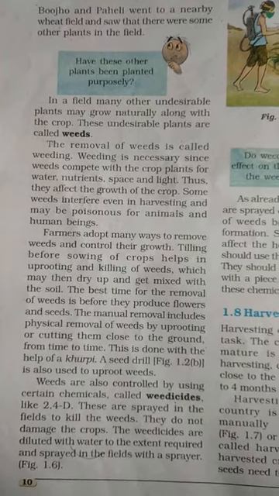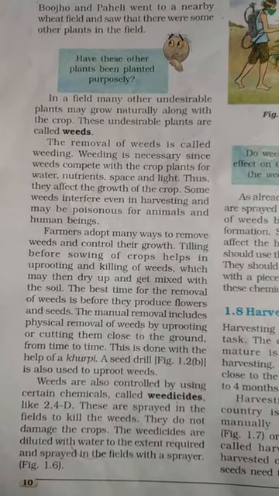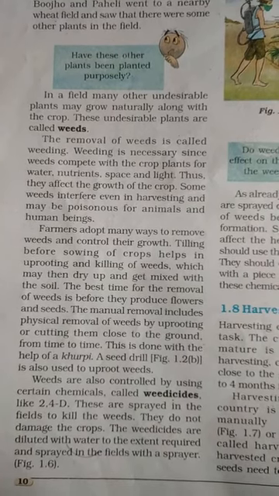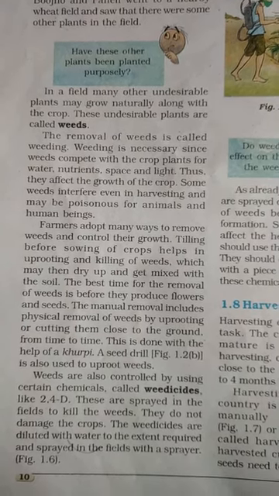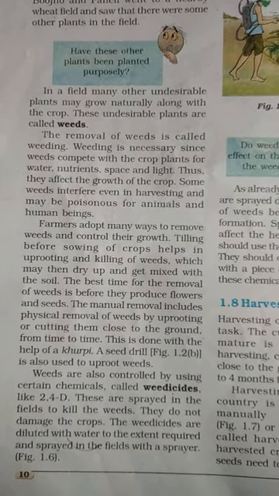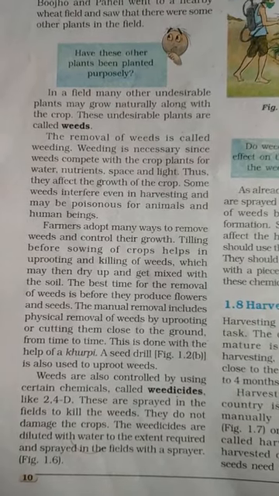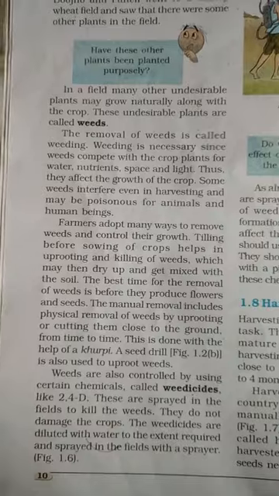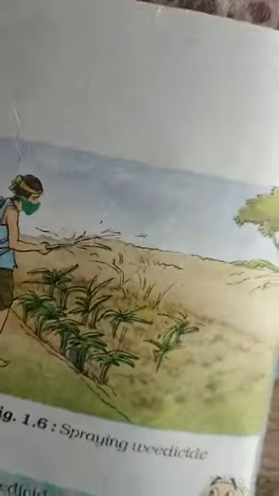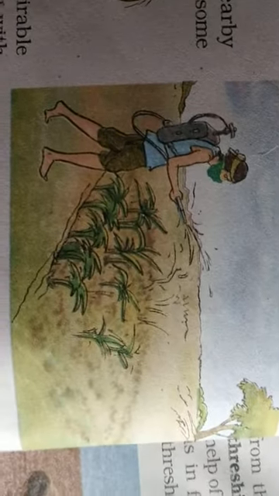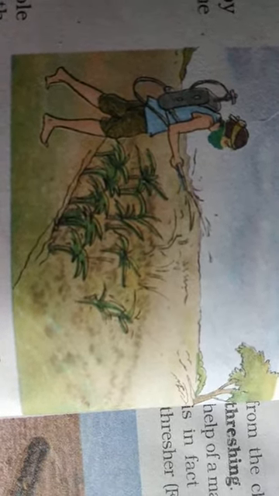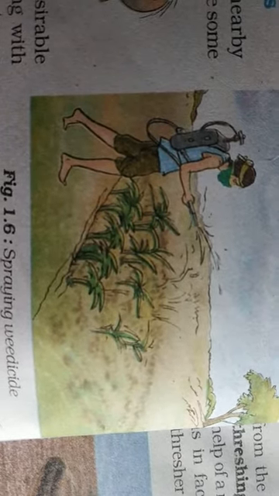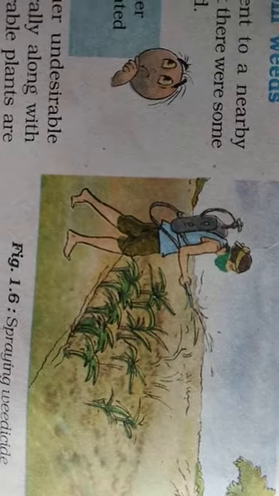The chemical will identify the weeds as well as the crops, and it will kill only the weeds, not the crops. These are sprayed in the fields to kill the weeds, so they do not damage the crops. The weedicides are diluted with water to the extent required and sprayed in the fields with the help of a sprayer. Already you know how it is sprayed onto the crops. A hand pump machine is used for the spraying of the weedicides. As we already mentioned, the weedicides are sprayed during the vegetative growth of the weeds, before the flowering and seed formation.